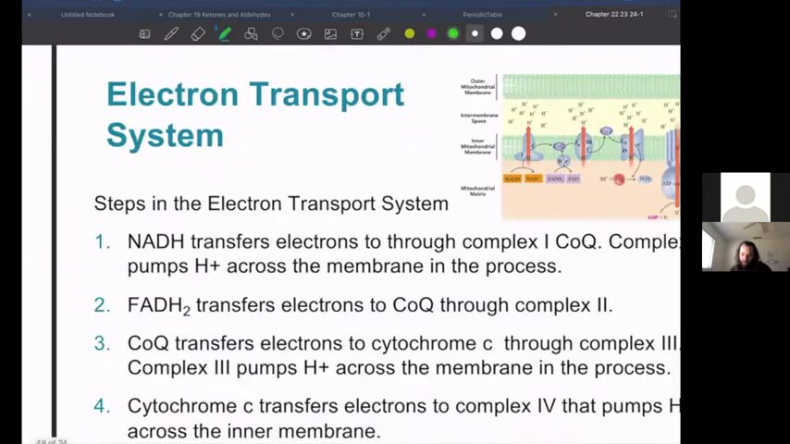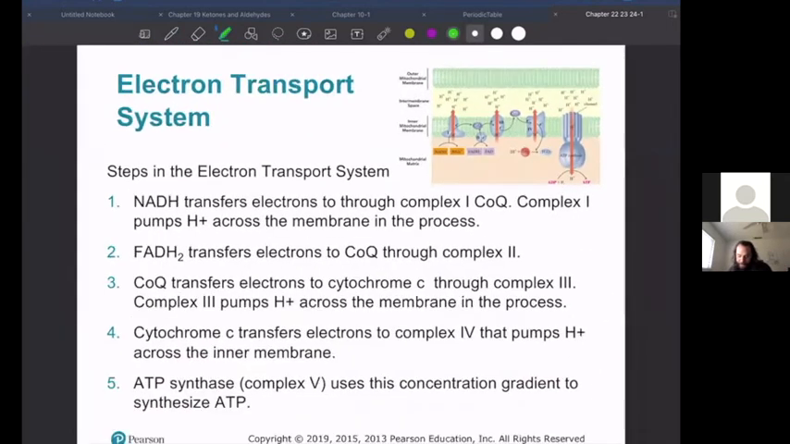Okay. So step one is NADH transfers electrons through complex 1 to coenzyme Q. And in the process, complex 1 starts pumping protons across that inner membrane, right? So in step one, NADH transfers electrons to coenzyme Q through complex 1, and that pumps some protons across into the intermembrane space. Okay, so in that first step, we have the creation of our concentration gradient.